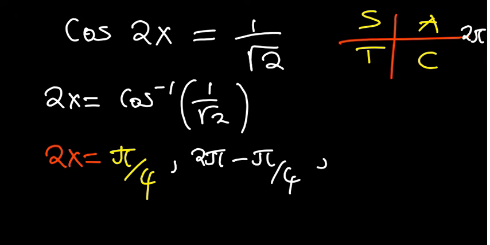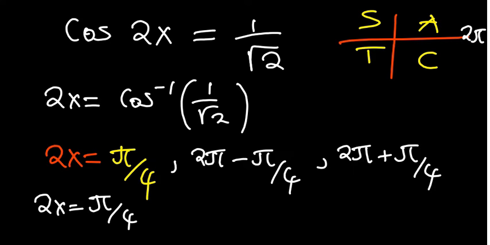And then you can add 2 pi to the solutions we have so far. So add 2 pi to pi over 4, and let's see what we're going to have. So we have 2x being equal to pi over 4. And then if you subtract pi from 2 times 4, 4 times 2 pi, that is 8 pi, minus pi, we have 7 pi over 4. And then 4 multiplied by 2 pi is 8 pi, and that gives 9 pi over 4.